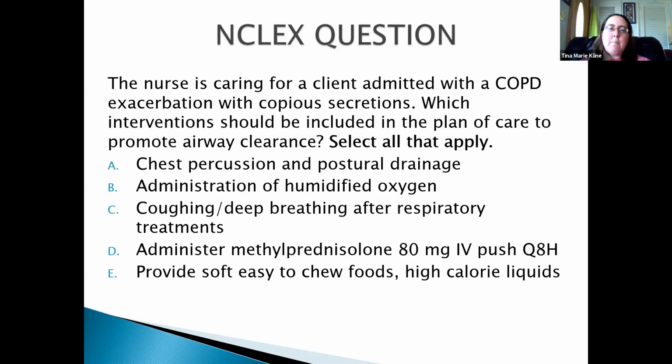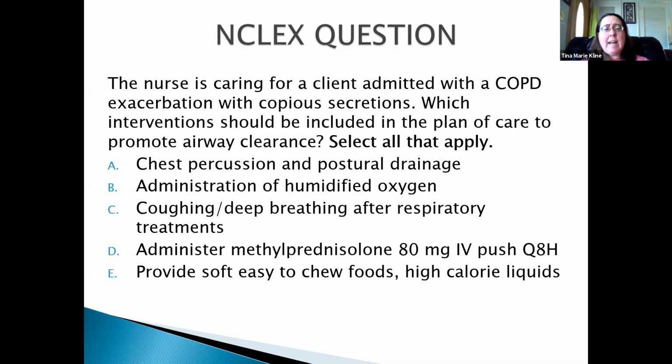All right, administer methylprednisolone 80 milligrams IV push every 8 hours. Methylprednisolone sounds like a steroid to me. I know that steroids are going to reduce inflammation and they'll help open up the airway. It will help promote oxygenation. Does it do anything for airway clearance? Not really so much. It is part of the plan of care for the COPD patient, but it's really not aimed at promoting airway clearance.